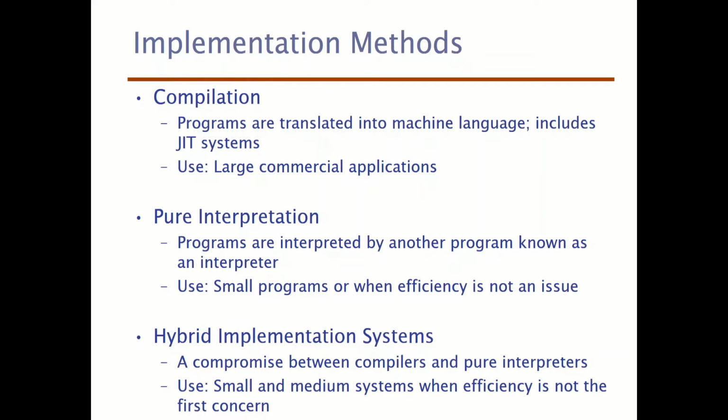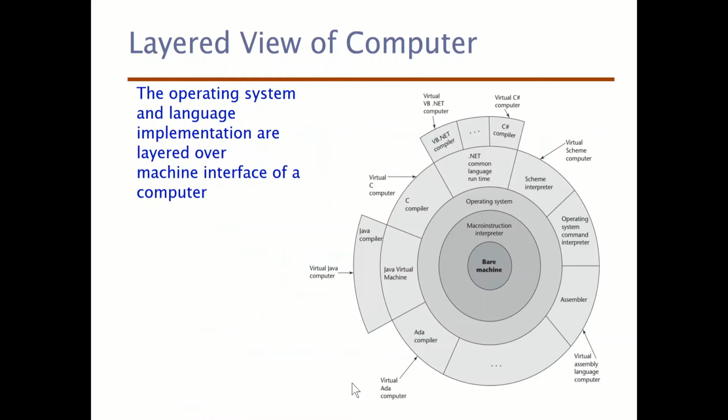When you decide to go for the design of big systems, then you will understand what I'm saying. So if you think about compilation, it is for large commercial applications, or large applications that require the compilation process. If your application is not that big, and the scale is in the small range, then you can go for pure interpretation. If it is in the medium range, hybrid implementation is the best fit. And we will go through these slowly.